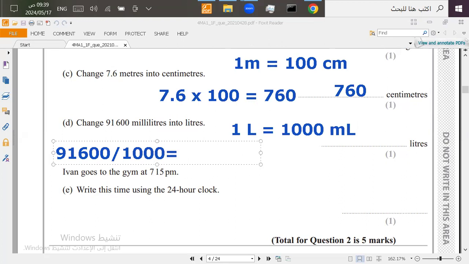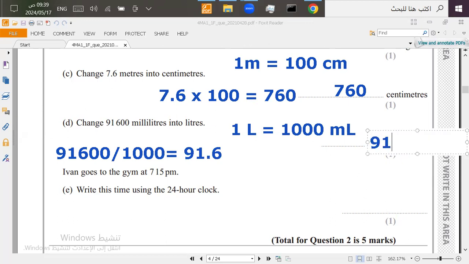And why are we dividing? Because we're turning a smaller unit into a bigger one. So the answer, 91,600 divided by 1,000, is going to be 91.6. So the answer is 91.6 liters. And this is how you answer a question like this. So when you turn units into each other, you have to focus which one is bigger and which one is smaller. Now let's move on to the next question.